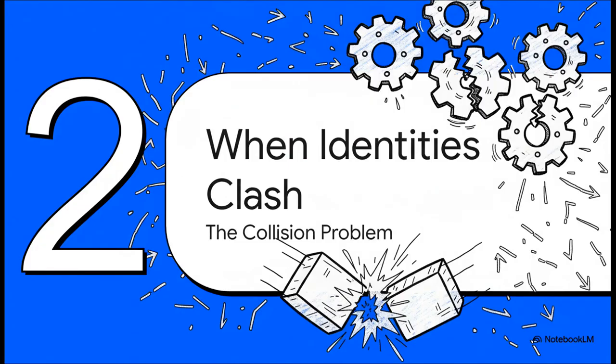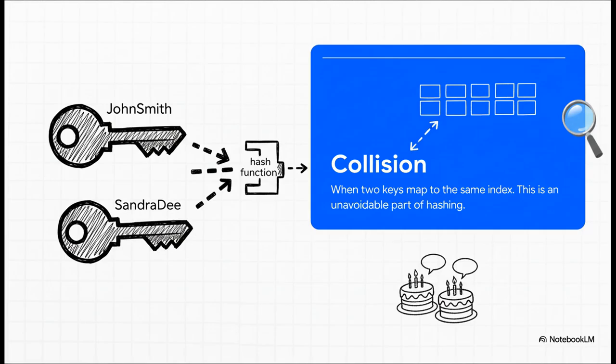So what happens when that bet doesn't pay off? What happens when two of those different seeds land in the exact same spot? Well, that's when we get a clash, or what engineers call a collision. A collision is super simple to understand. You've got two totally different keys, maybe John Smith and Sandra D, and they both get crunched by the hash function and end up pointing to the exact same spot in memory. And I want to be really clear about this. This is not a bug. It's an unavoidable mathematical certainty. It's like having people in a classroom. Eventually, two are going to share a birthday.